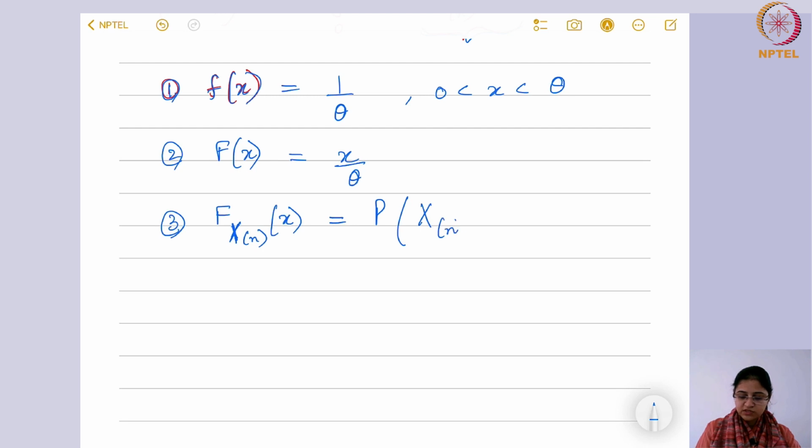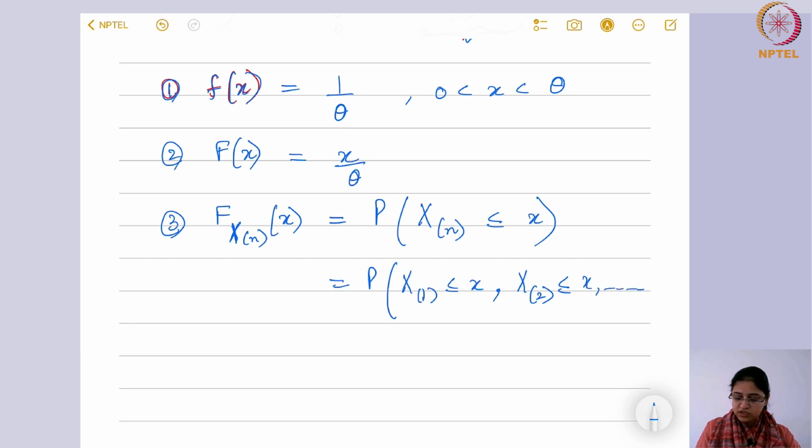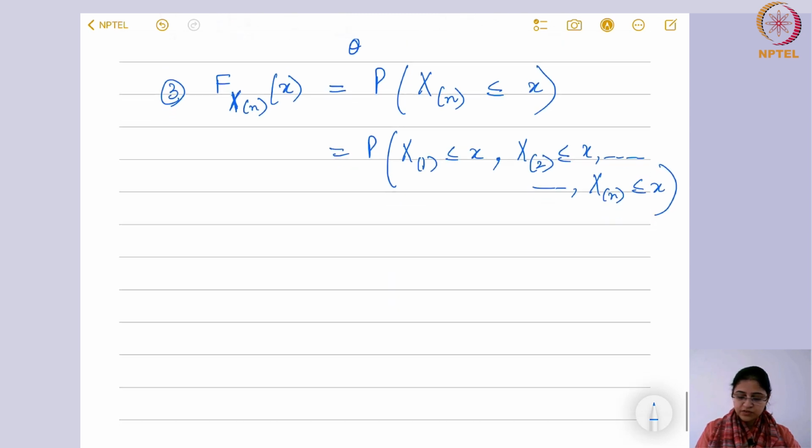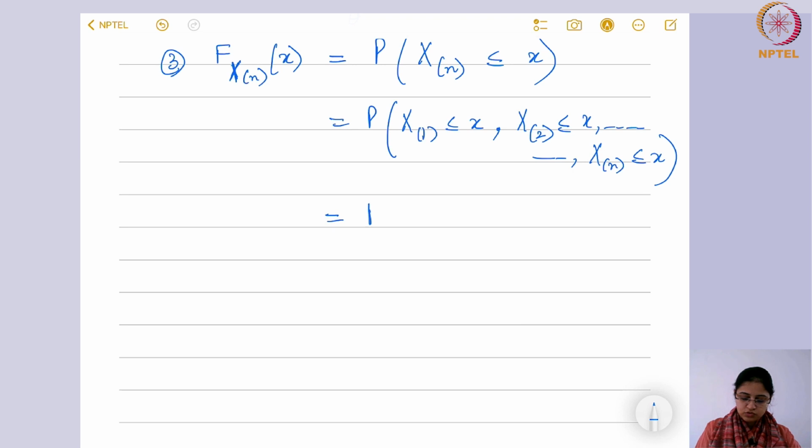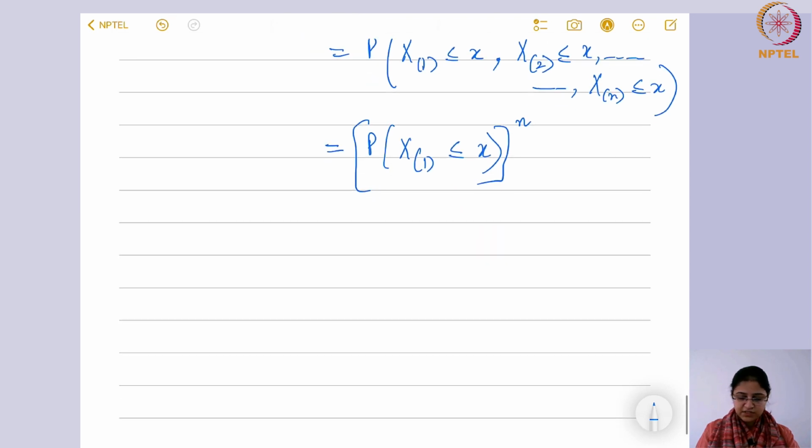What is the distribution function? By definition, X ordered n should be less than or equal to x. If the maximum is less than something, it means that the rest of the random variables also would be less than that: the smallest one, the second one, and so on, up to the nth one. Now these are identically and independently distributed, so the probability that X ordered 1 is less than or equal to x can be raised to the power n.